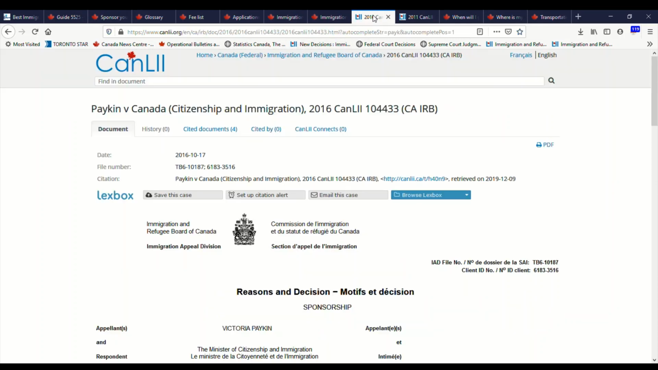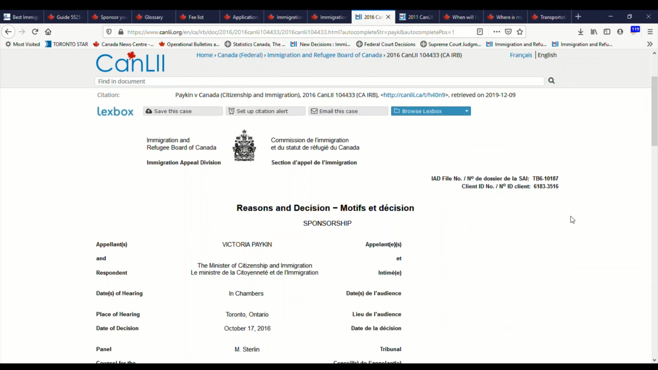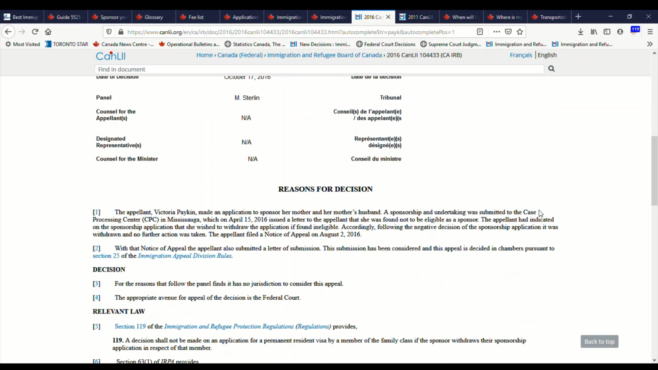Later on, you're going to look into case law. I picked the decision Paykin versus Canada by the Immigration Refugee Board, in particular the Immigration Appeal Division, to show you the appeal rights.